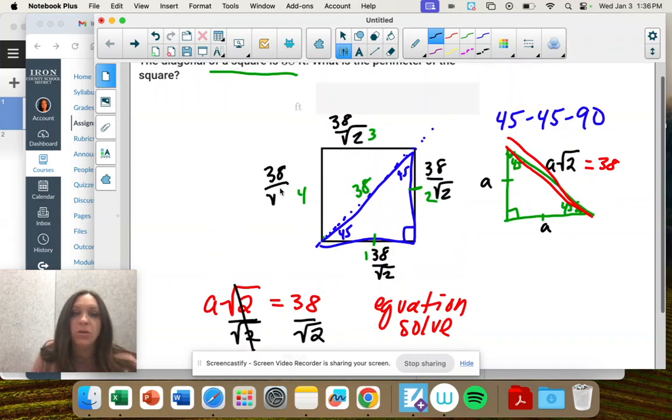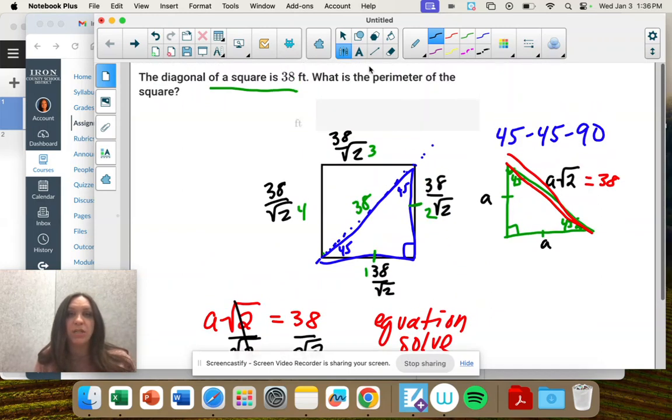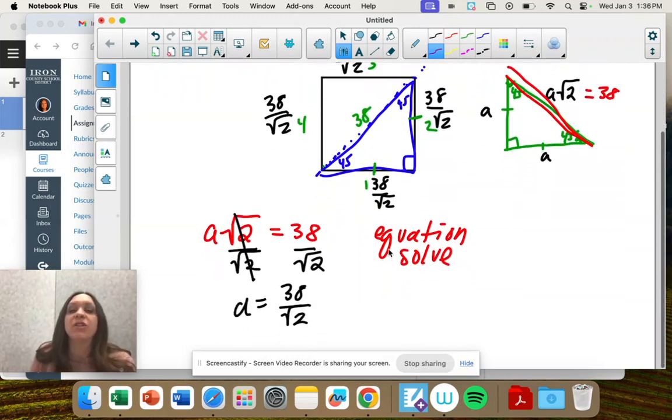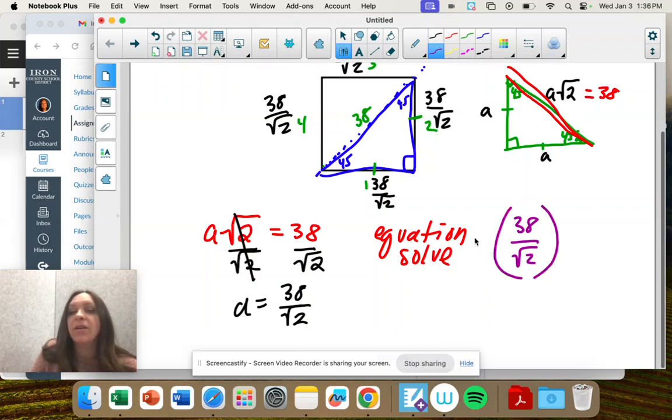And I want you to notice that I'm not writing the decimal, because where does it say round? It doesn't. It wants a very exact answer. It doesn't want a decimal. So we're taking 38 over square root of 2 plus itself 4 times. So another way to do that is to multiply it by 4.